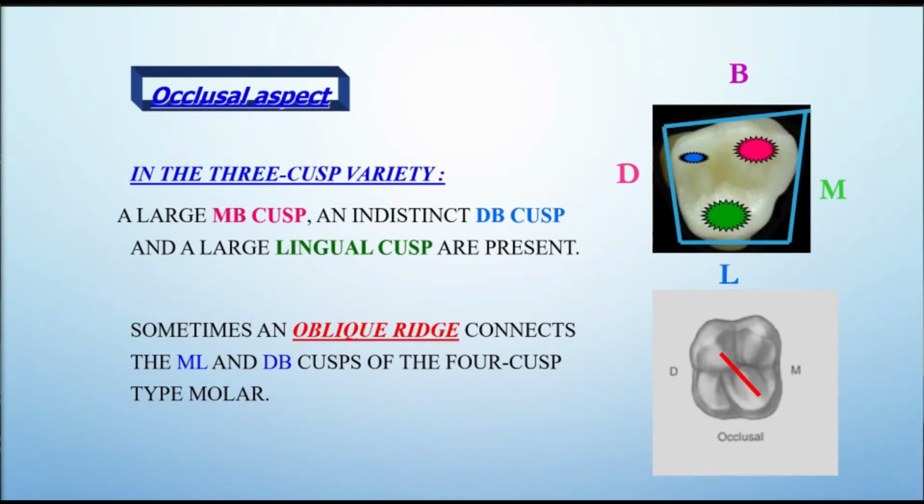Sometimes an oblique ridge connects the mesiolingual and the distobuccal cusp on the four-cusp type molar. It is not mandatory that an oblique ridge will be present in the deciduous first molar, but if present, it is the same as in the permanent tooth: the mesiolingual cusp and distobuccal cusp are connected. The transverse ridges of the mesiolingual cusp and distobuccal cusp run together. So an oblique ridge may be present.